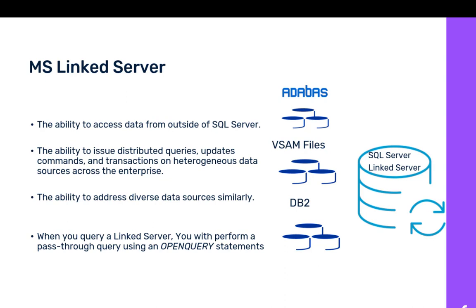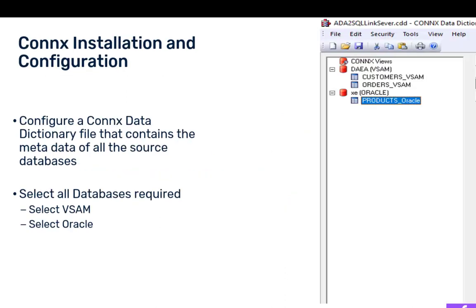Now, when using Linked Server, you have to use the pass-through query statements in order to access the data. As I have done in previous videos, I've taken the liberty to create and configure a ConnX data dictionary file that contains the metadata of all of the data sources that I'll be using for this demonstration. I've selected two data sources, a VSAM file and some Oracle tables. So without further ado, let's go to the demo.